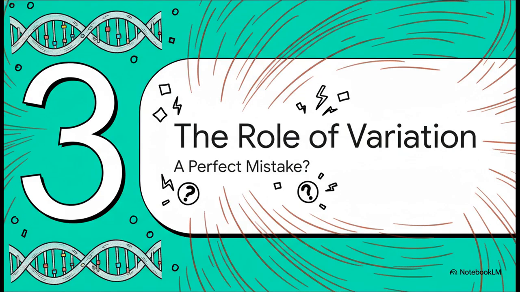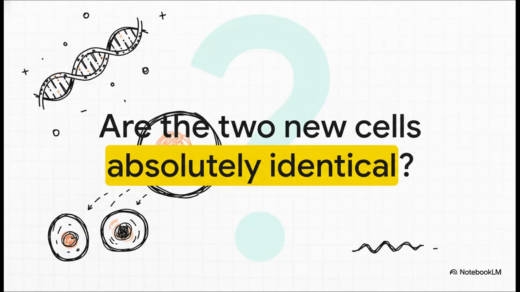But here's where it gets really interesting. Is that copying process always perfect? 100% accurate? And what happens if it's not? The answer might surprise you. It's no. The two new cells are almost never absolutely identical. See, no biochemical reaction is completely perfect. There are always going to be tiny, tiny errors when you copy something that complex. And these little changes, we call them variations.